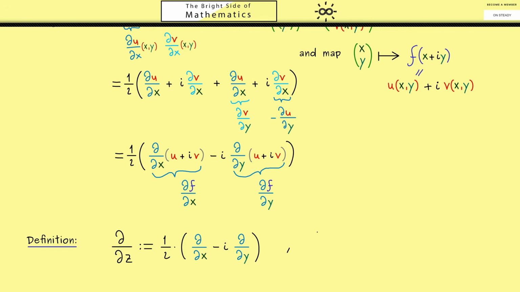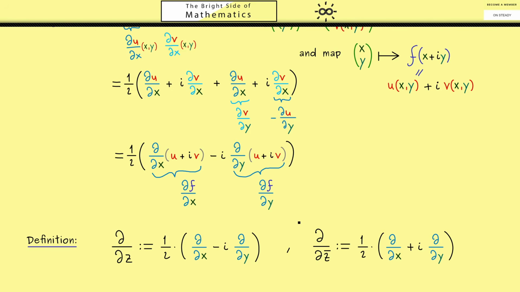Okay, now in a similar way, we will define d dz bar. And indeed, this should look very similarly, so we also take 1/2 times and now dx plus I dy. We do this because you see, by the Cauchy-Riemann equations, we get 0 when we apply this operation to a holomorphic function f. And here please recall, this fits to our motivation from the beginning.